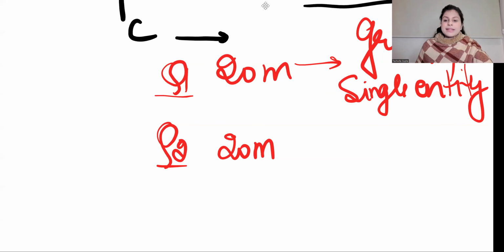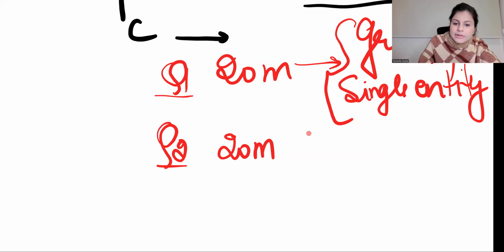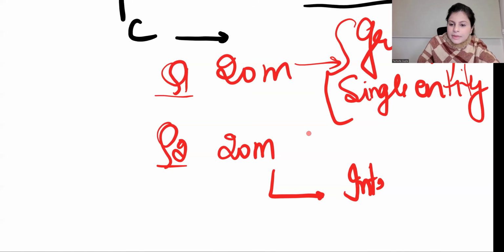So what I want to discuss is that these two, there would be either group accounts or single entity. And for the rest of the 20 marks, you're going to get interpretation question.